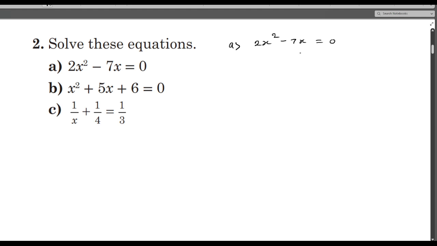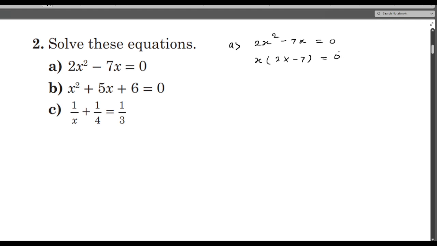Now here the idea is that you factorize your left hand side. I will let you know why we are factorizing. So let us first factorize. I can take x common from here, so it is 2x minus 7 remaining. So this is your factorization.